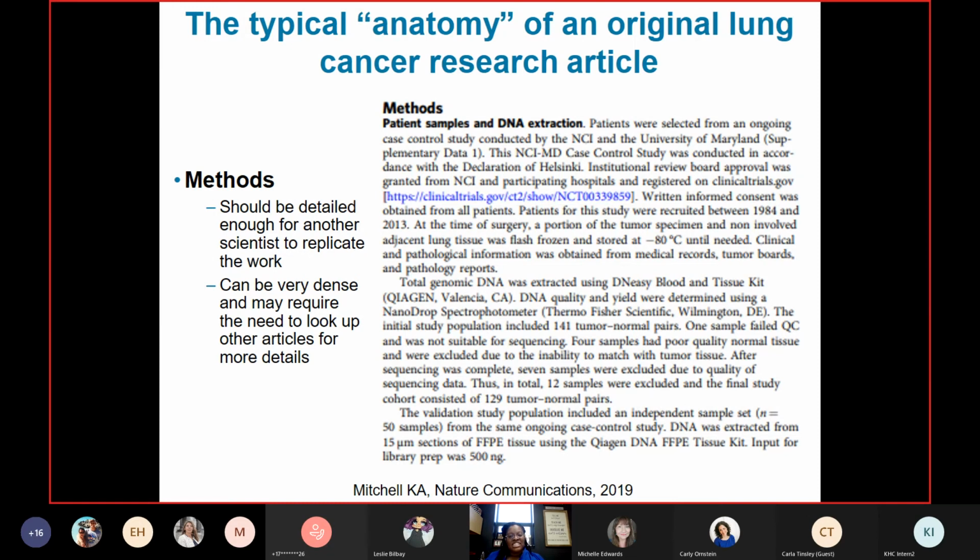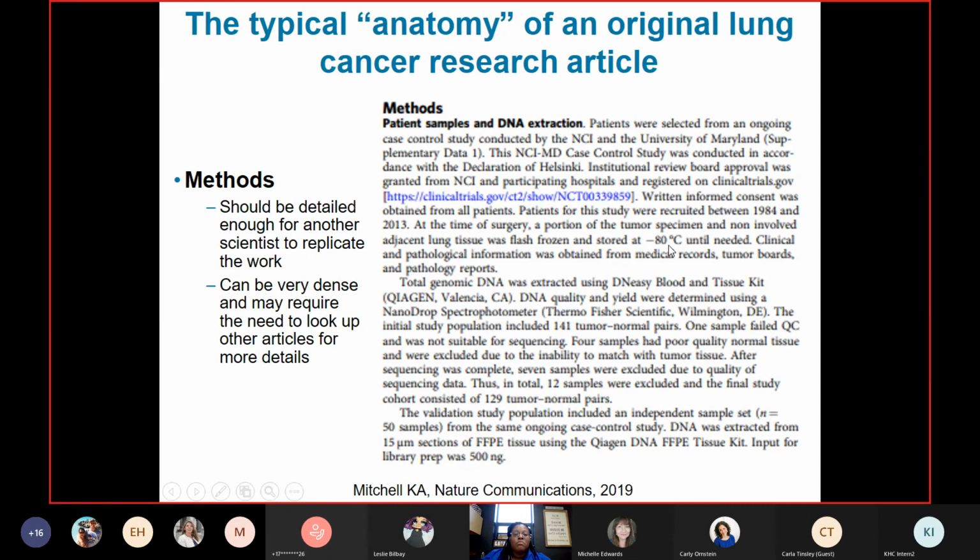I think the introduction, we kind of understand storytelling, but the methods can sometimes be very technical, right? But method sections are written to the level of detail that another scientist can replicate that work. So basically, they can do the whole experiment over again. There needs to be that level of detail. But like I mentioned, this can be very dense and can require you to look up other articles to figure out what's going on.